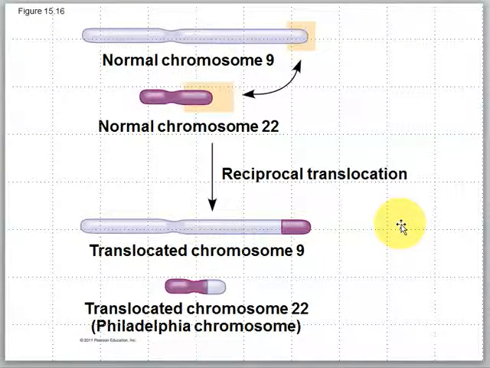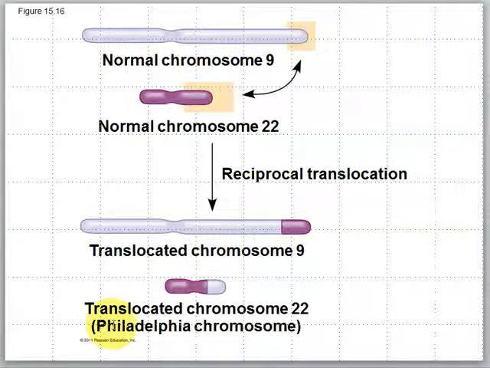In chronic myelogenous leukemia, CML, what's happening is a translocation between chromosome 9 and chromosome 22, where you have pieces of these chromosomes actually swapping onto different non-homologous chromosomes. And that causes this particular chromosome, which can be shown in the karyotype. It's called the Philadelphia chromosome.